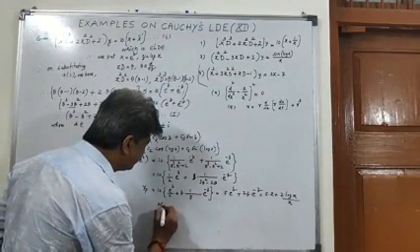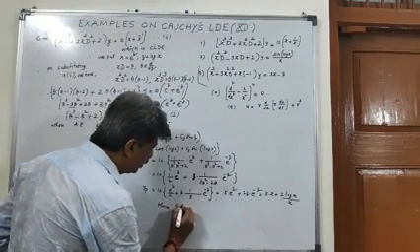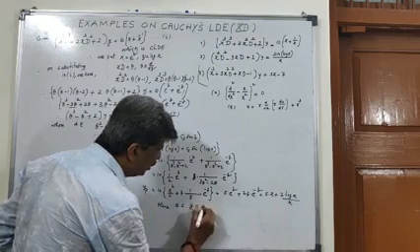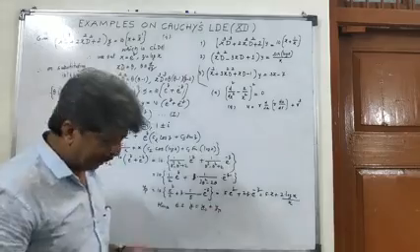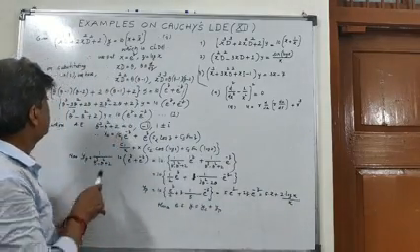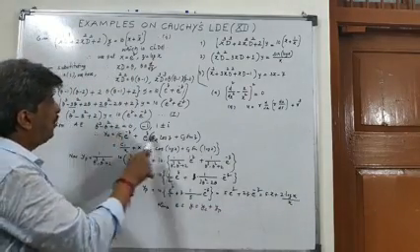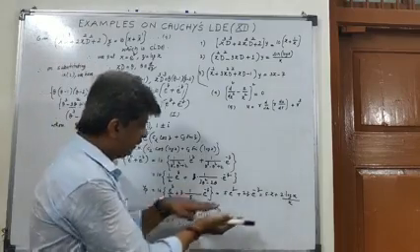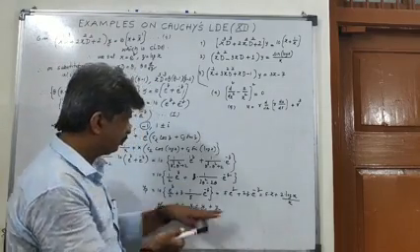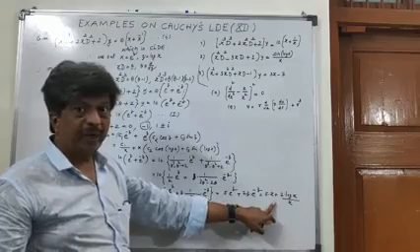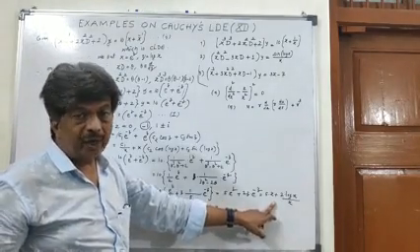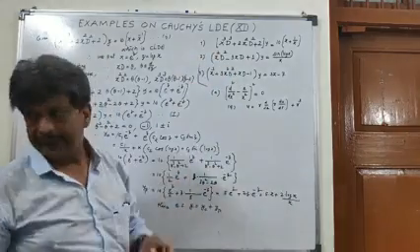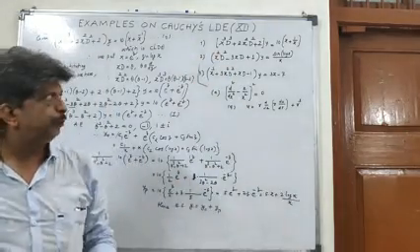Hence, the general solution y equal to yc plus yp. This complementary function plus this particular integral part constitute your general or complete solution of this first example.